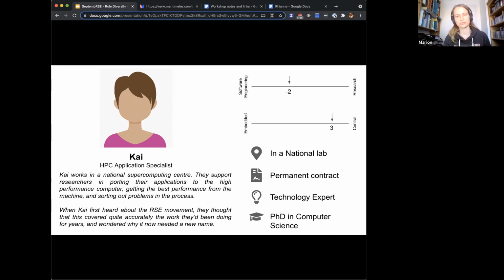Another interesting point was that the entry point to HPC is probably very high, and it would be great if the RSE community could help to lower that entry point. Generally, what they could add to the community is this conversation about best practices and technologies, but they might also have fought some of the battles already, for example, for permanent contracts. So that might be a point where they could be a role model.